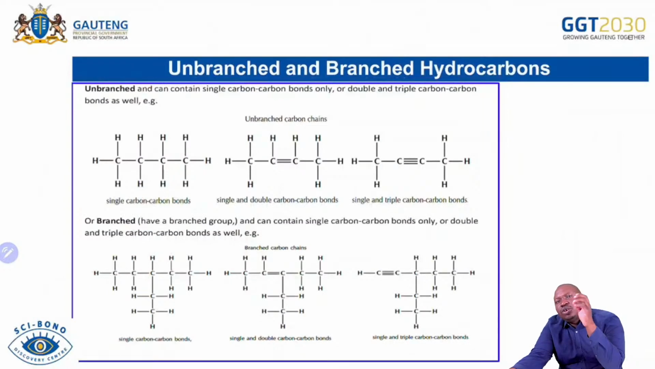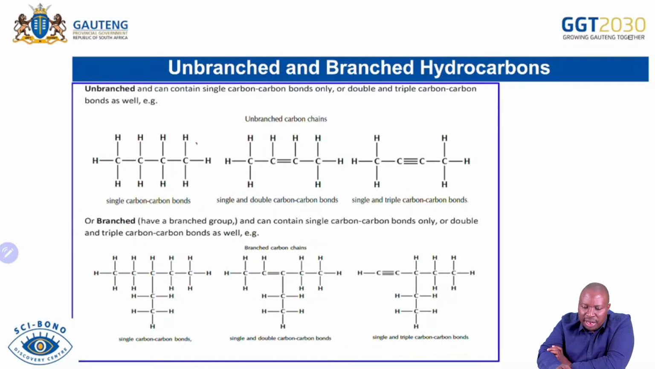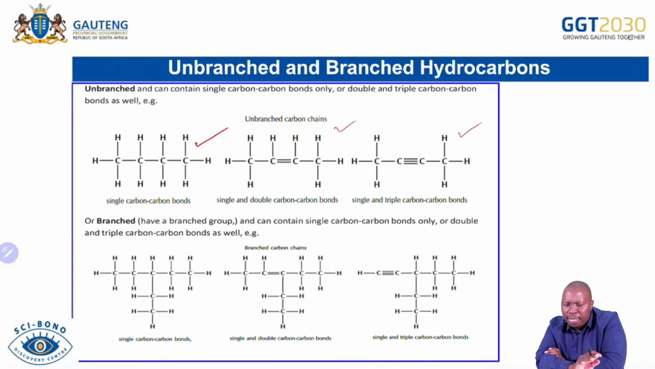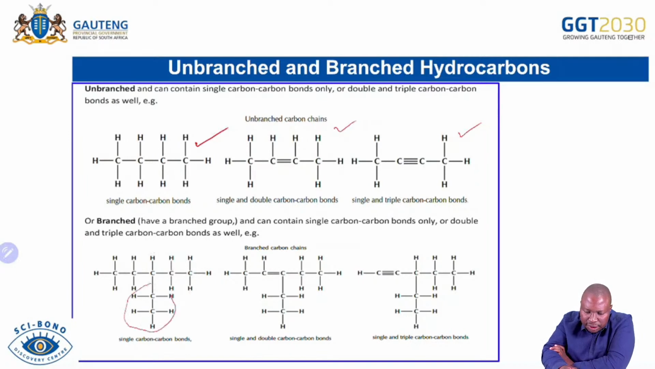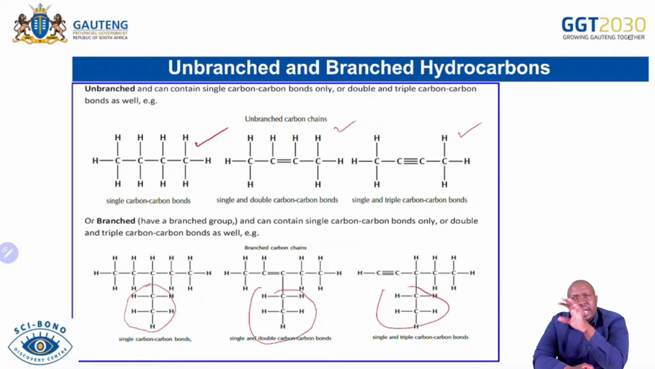And we're saying these hydrocarbons can be unbranched or branched. So it can be straight chain or it can have branches. So you can see we have an unbranched alkane, unbranched alkene, and unbranched alkyne. So all of them are unbranched. And then these other ones are branched now. They have a branch. You can see there we have a branch, we have a branch, we have a branch. So all the hydrocarbons, alkanes, alkenes, and alkynes, can have a branch.